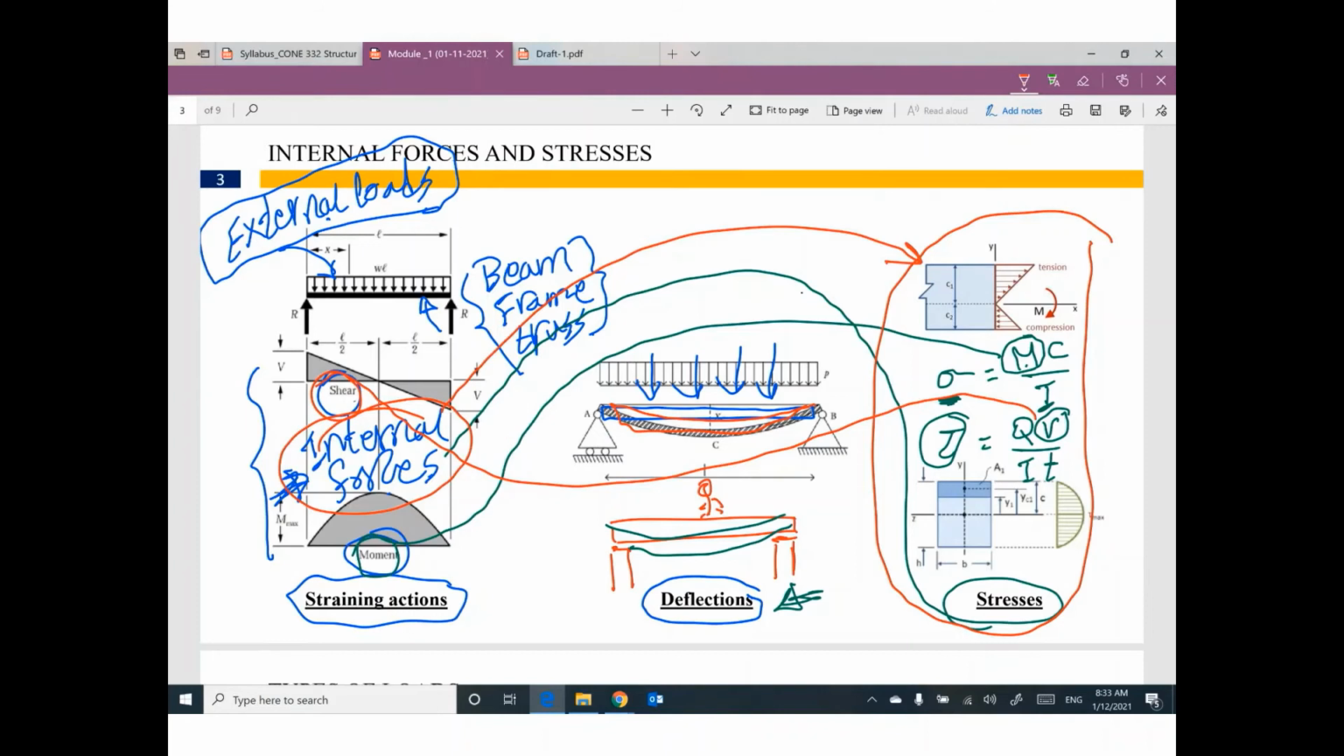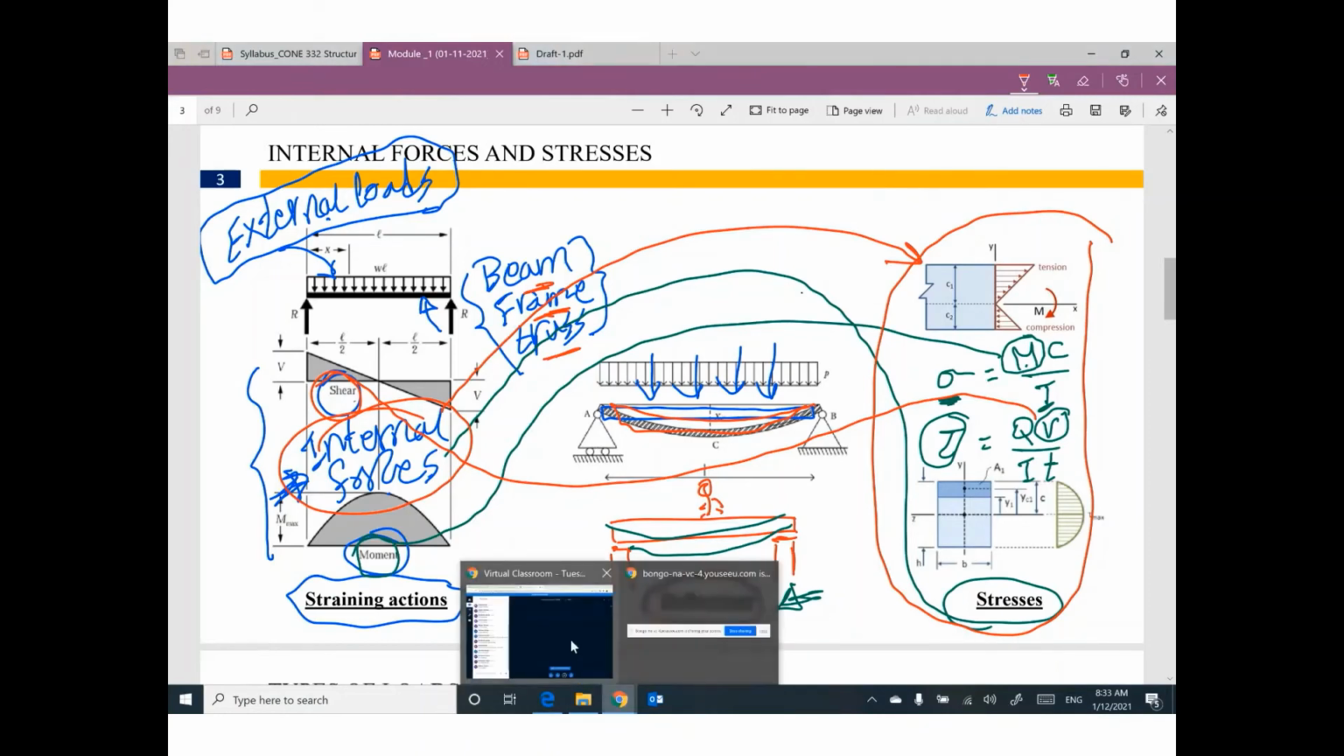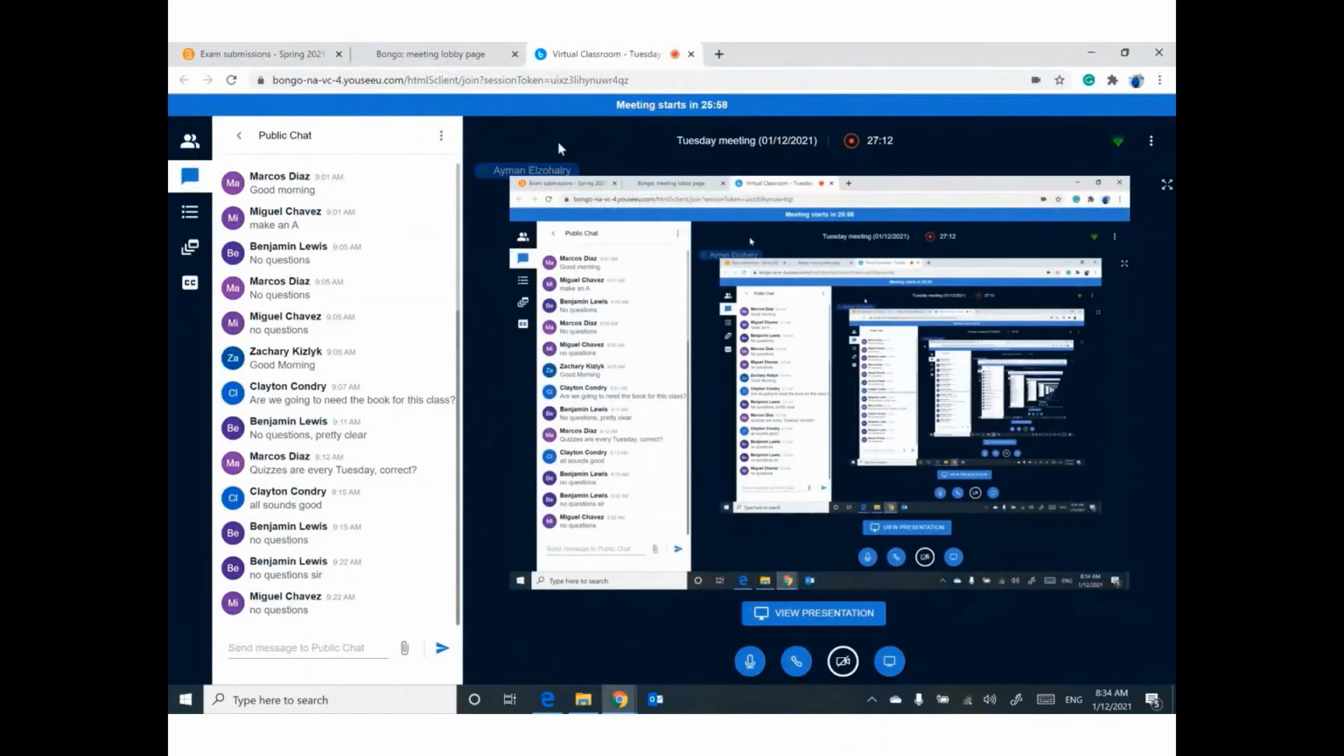So our course will focus only on how to convert the external load to internal forces, shear and moment, and how the internal forces will cause deflection for the structure. Our structures in this course are beams, frames, or trusses. Any questions so far? If you have any question at any time, let me know.